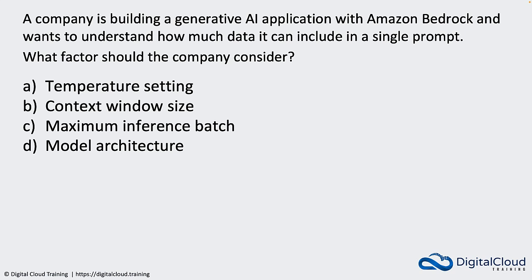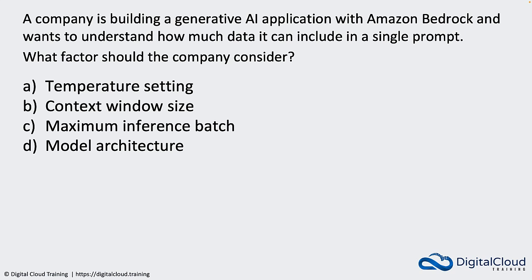So firstly, a temperature setting. The temperature setting controls the level of randomness in the model's output, and that influences how deterministic or creative the responses are, but it doesn't really affect the amount of data that can be included in a prompt. So next, we have the context window size. Now, this defines how much input the model can process in a single prompt. So it's going to determine the maximum number of tokens, that's words or characters, that can be included in the input for the model to process. Well, that makes a lot of sense, doesn't it, in the context of this question? But let's make sure that we walk through all of the answers. We don't want to just choose the one that we think is correct and not check every answer.